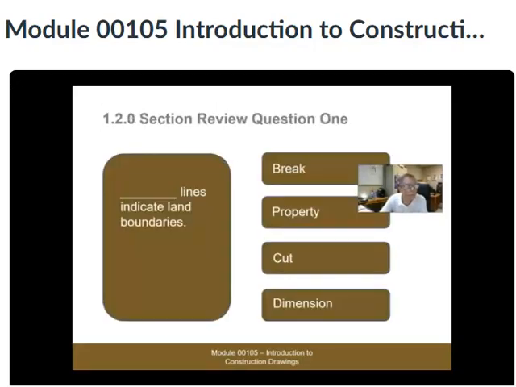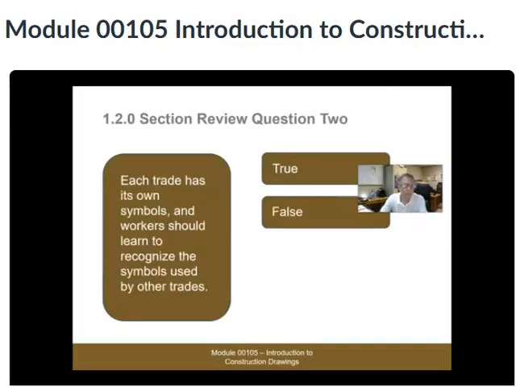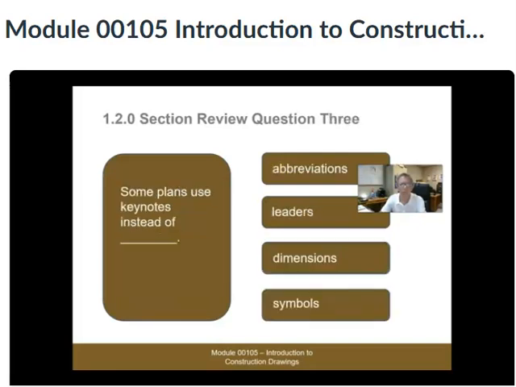All right, some review questions for that section, and it says blank lines indicate land boundaries. That's going to be property lines. It says each trade has its own symbols and workers should learn to recognize the symbols used by other trades, and that is going to be true. You want to learn all that you can about the trade that you're in and then learn the other trades too, and that way you can help coordinate and work together with them.